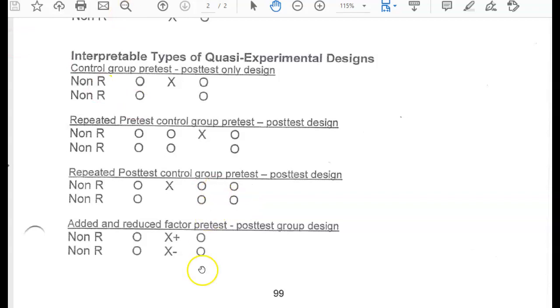Last one, if you like this stuff, maybe you're like me, and this would be the most interesting. What on earth are we talking about here with repeated, no, I'm sorry, wrong one, added and reduced pretest, post-test? You have to find out how much of something people are used to in the two groups, and then you purposely, as an intervention, give them more or less of whatever it is they were used to getting.